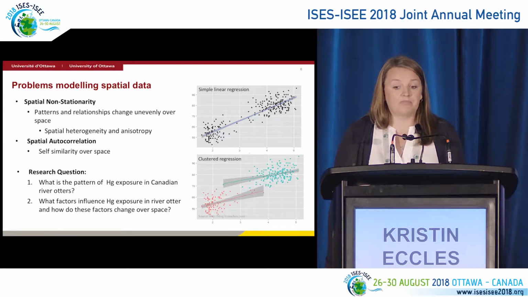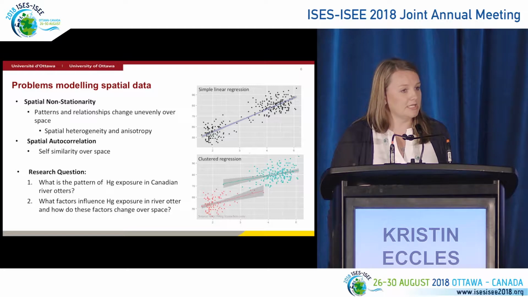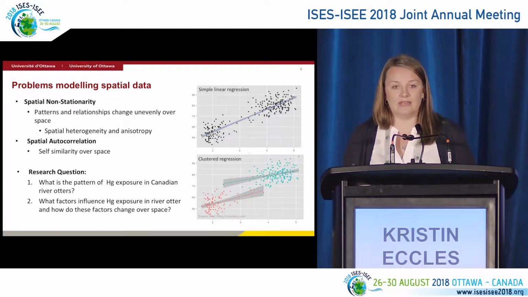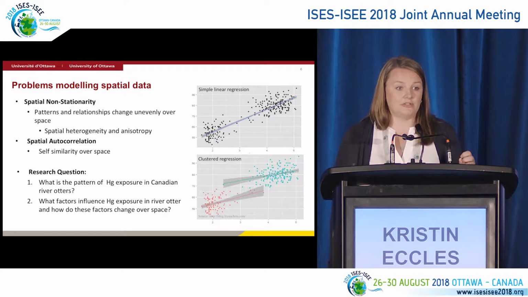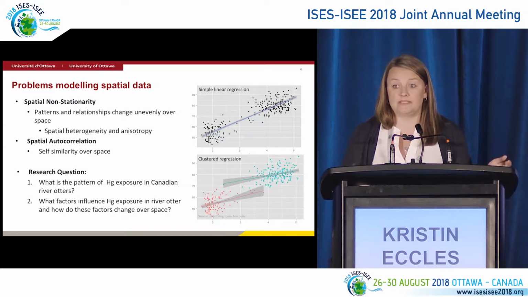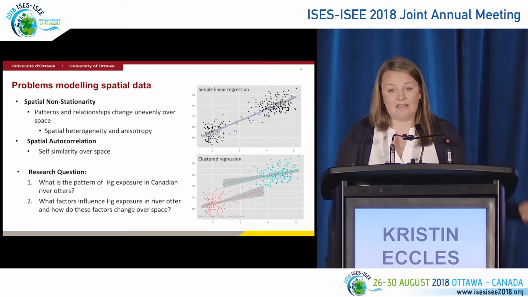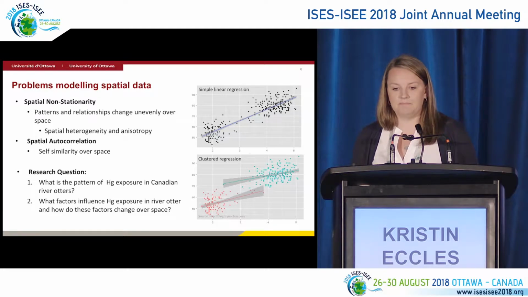The second problem is spatial autocorrelation. I won't go into detail about spatial autocorrelation today, just due to time, but it is a problem when we have self-similarity over space, which typically occurs when we have spatial data sets. A sample that you measure at point X is very similar to its neighbor. This also kind of wreaks havoc on our traditional modeling methods.